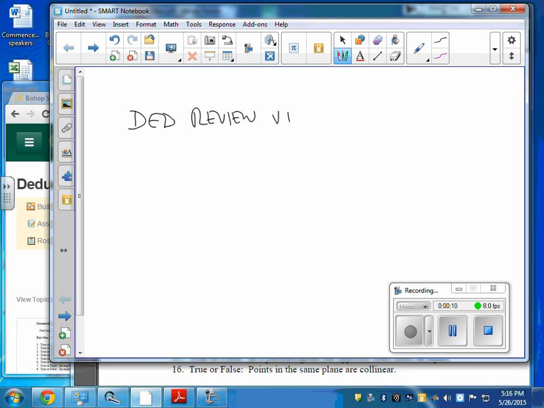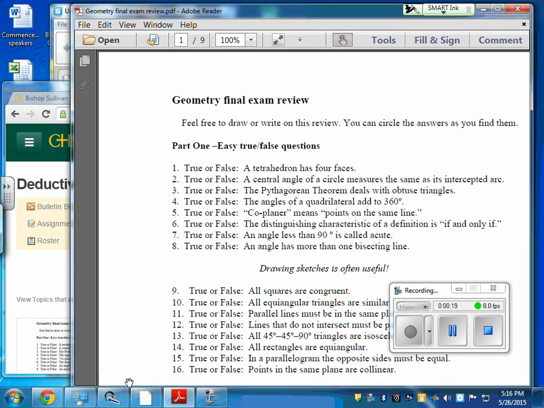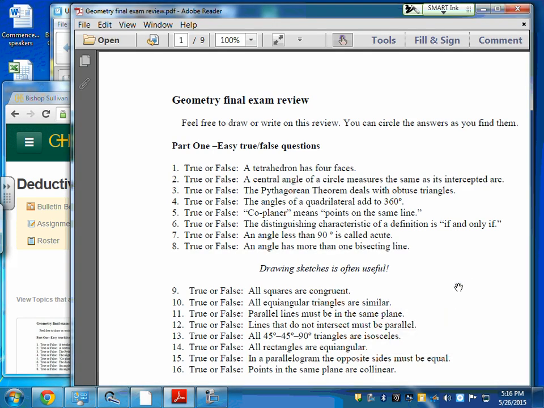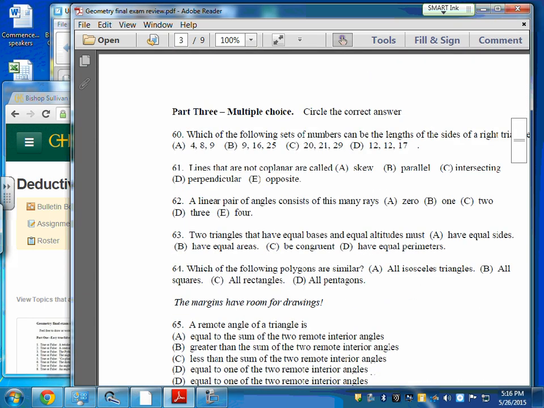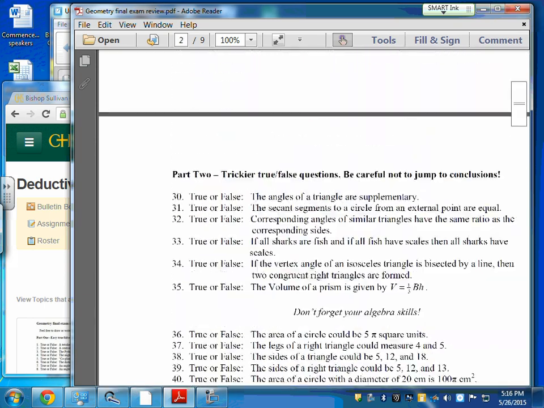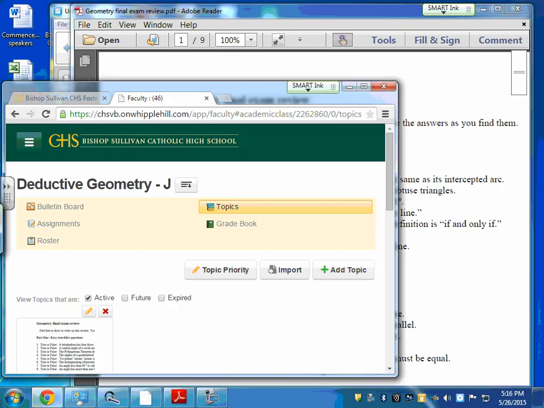And you have, hopefully, in your possession this document here, which is a review sheet with a bunch of true-false questions and some other things, multiple choice. So we're going to go through this. And you also have this available on your class page.